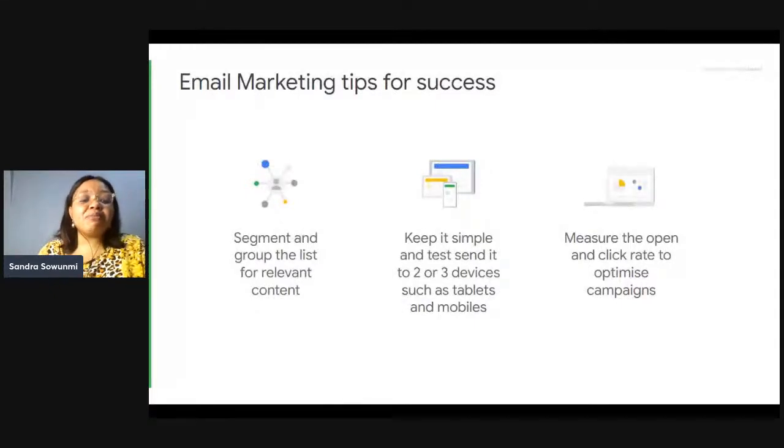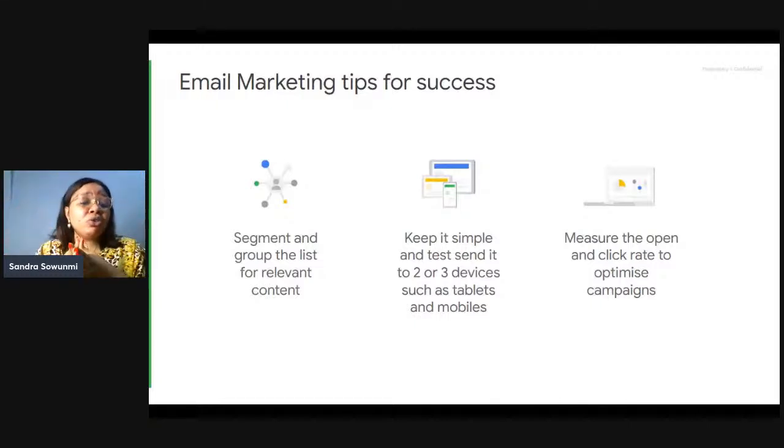Now, let's look at some tips for success for email marketing. The first, you need to segment and group the list for relevant content. This would help you tailor your message to specific audiences. Then keep it simple. Like I said, most people are bombarded with emails every single day. So you need to keep yours straight to the point so that when they open it, they see exactly what you are asking them to do, or maybe to click a link. Even if you want to send them a very long email, ensure that you attach links to different things that they can go and read. Don't just put everything in your email.